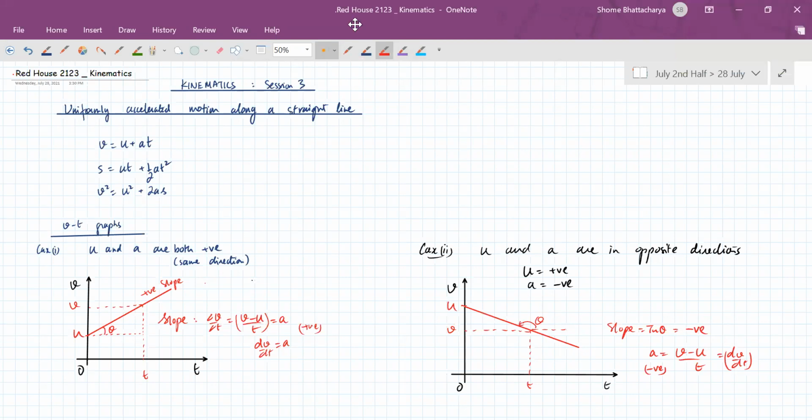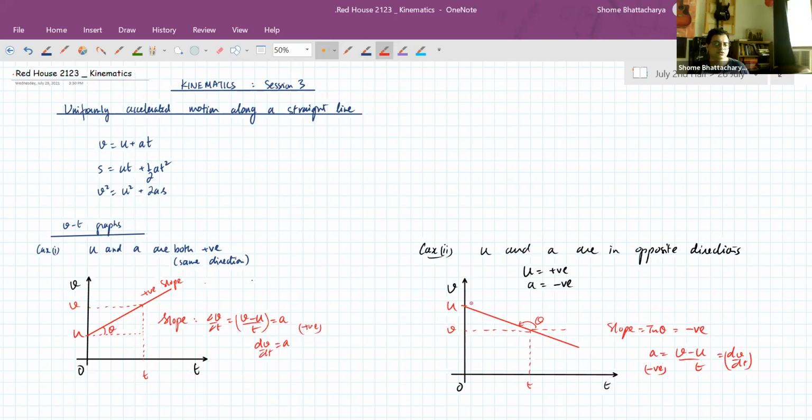Sir, A is asking to explain case 2. In case 2, the acceleration is negative, so the slope of the straight line is a negative quantity. As you can see, with time increasing, the velocity is decreasing.